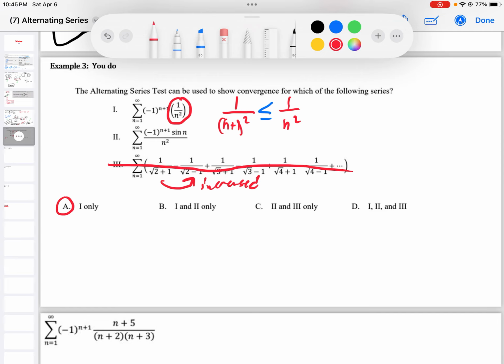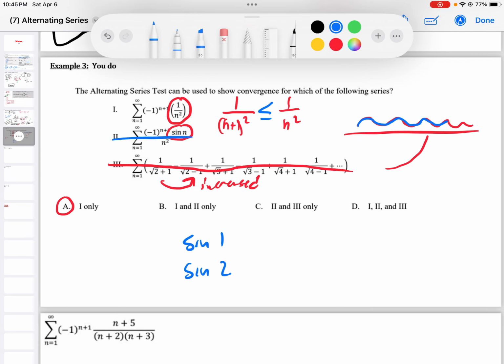the limit is 0 because this is sine, so it's going up and down, up and down, up and down, but the bottom is just growing without bound. So the limit's 0, but it's not always going to be decreasing because we just said the sine is going to go up, down, up, down. And I think if you plug in sine of 1 into your calculator, it gives you a bigger number than sine of 2. So this one is not non-increasing. That one's increasing. It needs to be non-increasing. So that's why that was it.